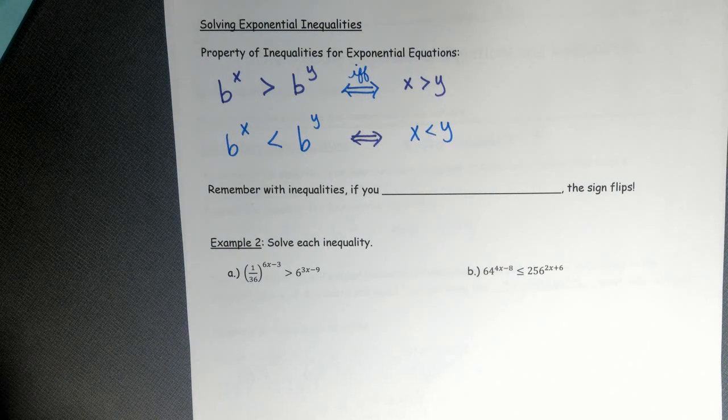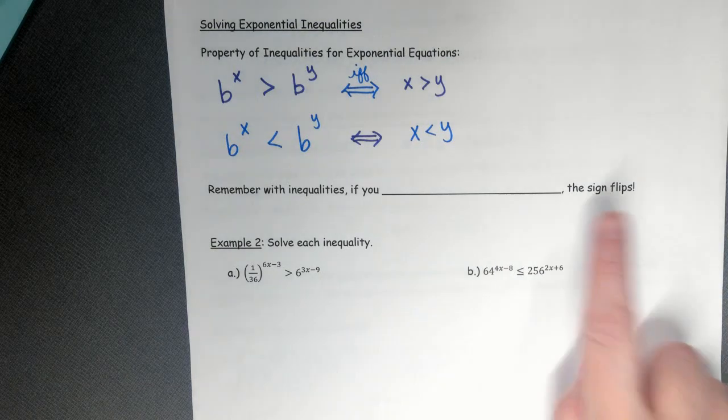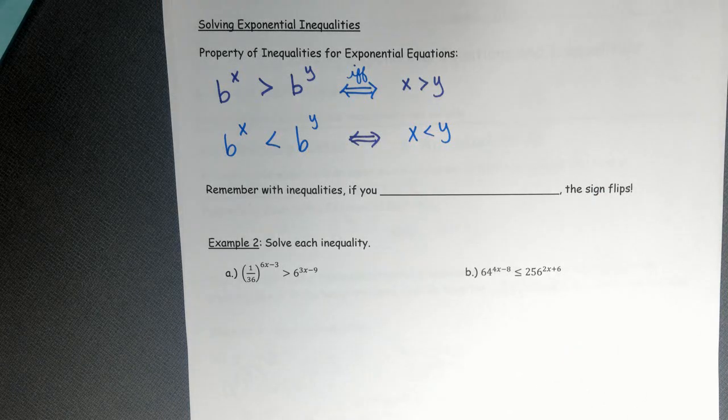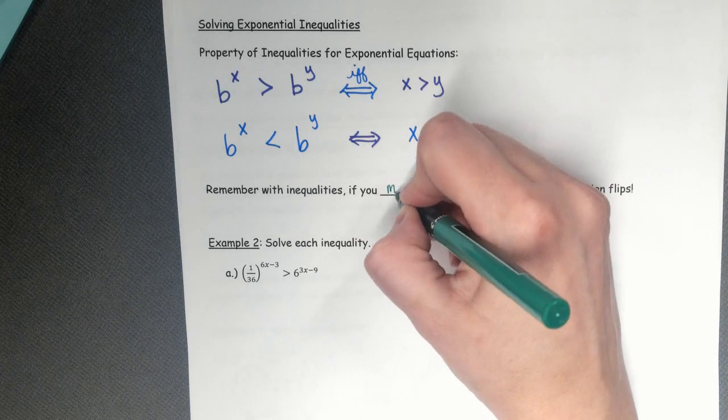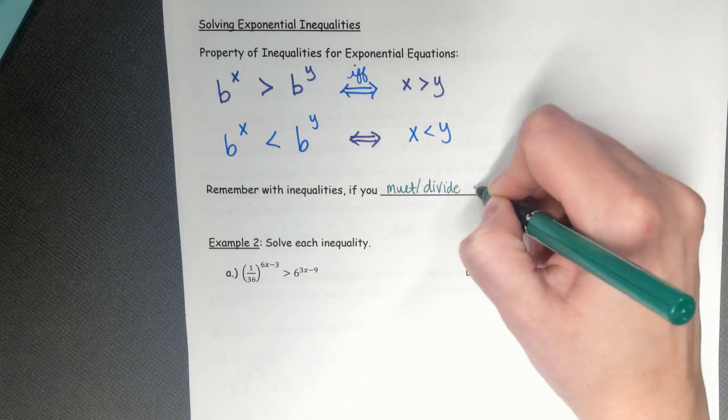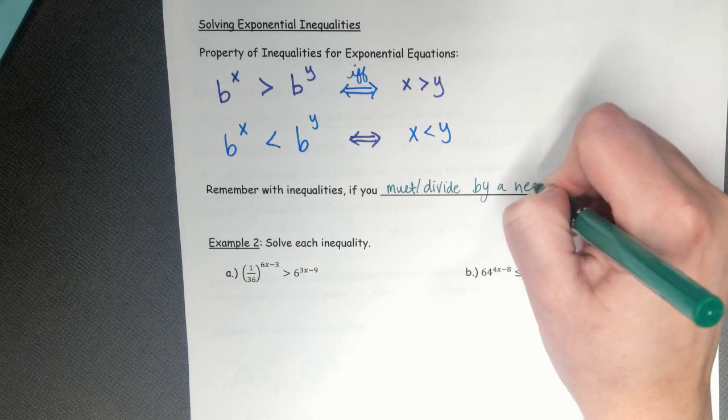Now, the one thing you have to remember with inequalities is there's a special case where the sign flips, and that's if you do what? Divide or multiply. So multiply or divide by a negative.